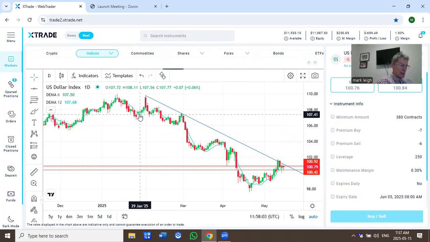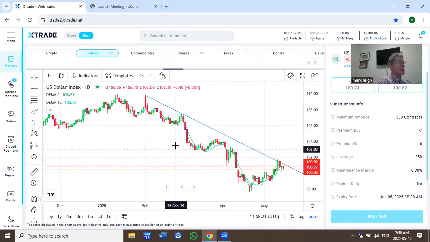It is Thursday, May the 15th, going on 8 a.m. Eastern. That's going on 12 noon GMT. US session about to get underway and entering the afternoon portion of the European session. Let's see how the markets stand looking into the US Open, starting with the US dollar index.